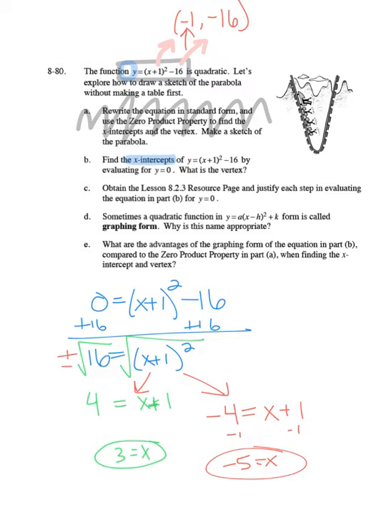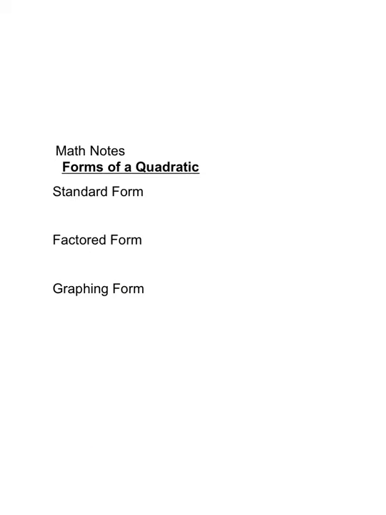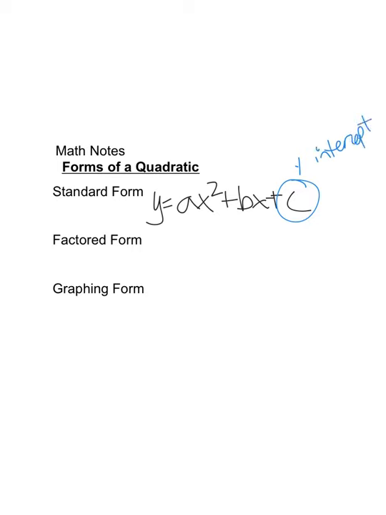Let's do a quick reminder of the 3 different forms we've experienced. Standard form looks like y equals ax squared plus bx plus c. And the most important piece of information that you can get from standard form is the y-intercept. Factored form looks like y equals something and something. I'll put a minus there. The most important information you can get from factored form is the x-intercepts, because you're looking for those when they could equal 0.